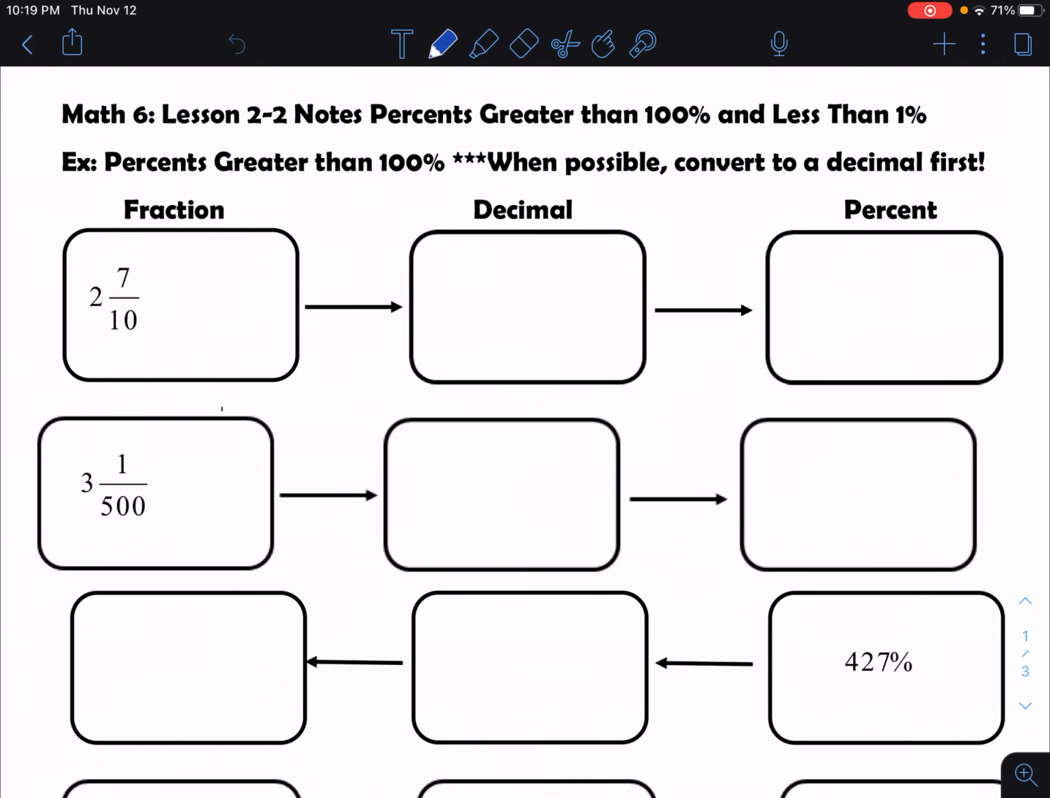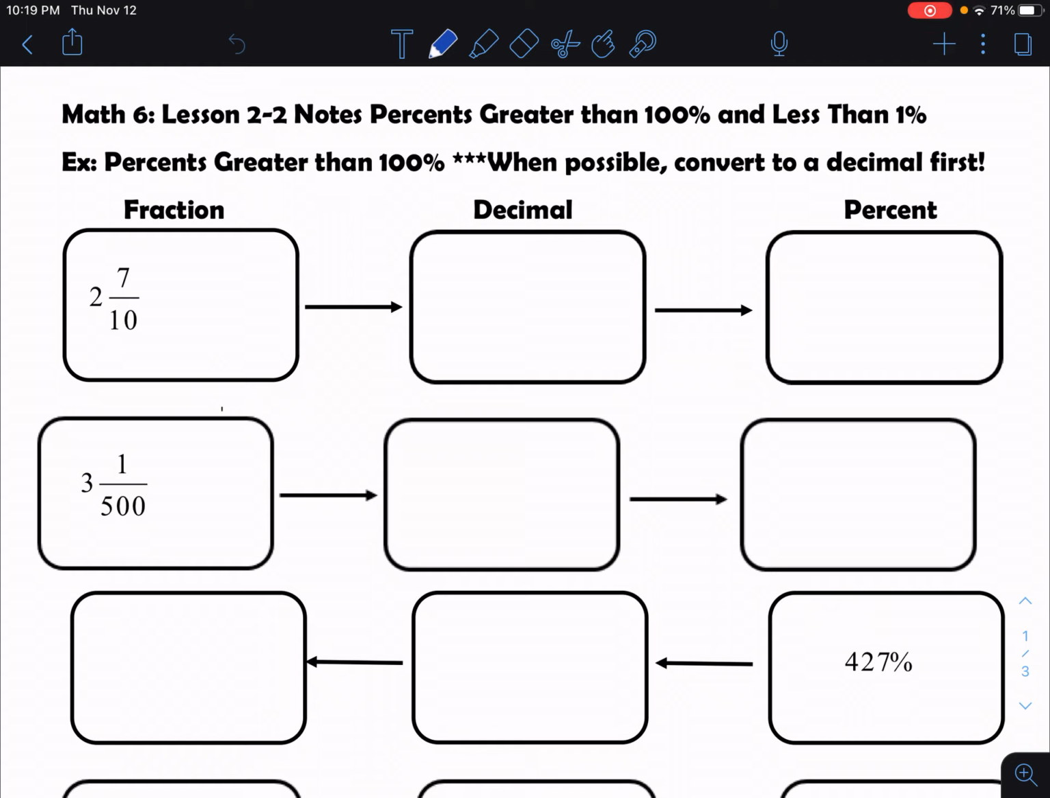Hey everyone, today we are going to be looking at percents greater than 100% and less than 1%, because these do happen at times and we want to know how to deal with them. We're going to be doing the same thing that we've been doing all week with fractions, decimals, and percents, but now the fractions, decimals, and percents are going to show a percent greater than 100% or less than 1%.